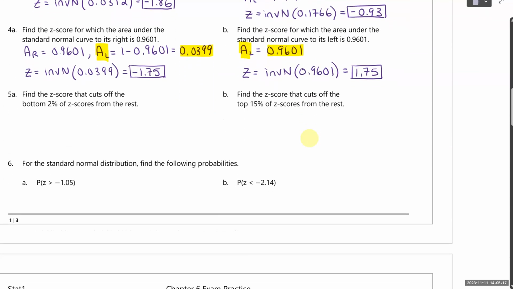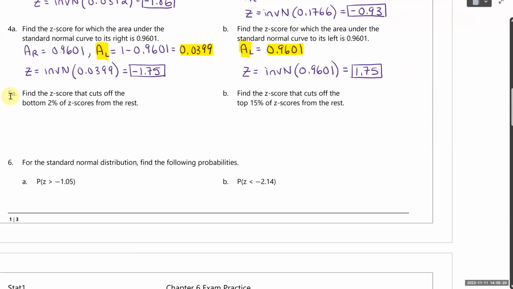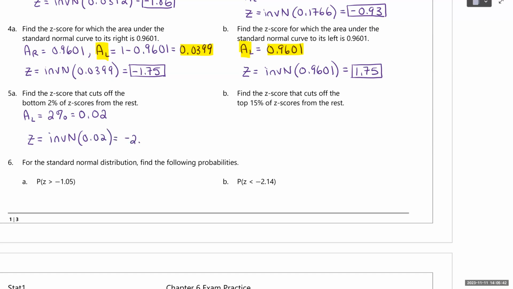All right, just a couple more of these. So 5A here. Find the z-score that cuts off the bottom 2% of z-scores from the rest. So when they say bottom, we know that's the area to the left of the z-score we're trying to find. And if it's the bottom, the area left, you can find it by going straight to inverse norm. Check that one out. Negative 2.05. So again, I'm not bringing up the calculator just to save some time, but certainly pause and you can enter those and check that you're good.